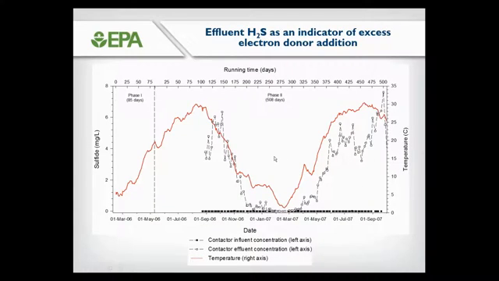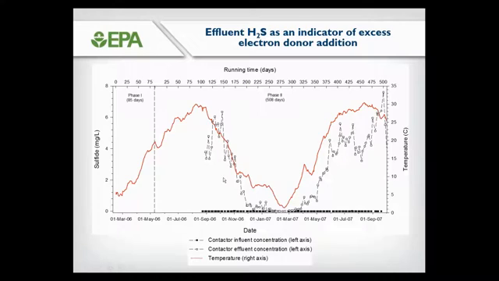Another thing to be cognizant of in an anaerobic treatment process is what's going on with sulfate. Typically, compounds like nitrate, bromate, and perchlorate will be reduced first, but if too much electron donor is added, it is possible that sulfate will be reduced. One of the symptoms of sulfate reduction is the appearance of hydrogen sulfide.